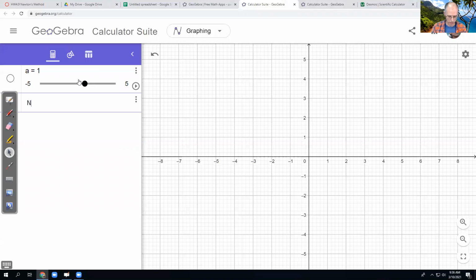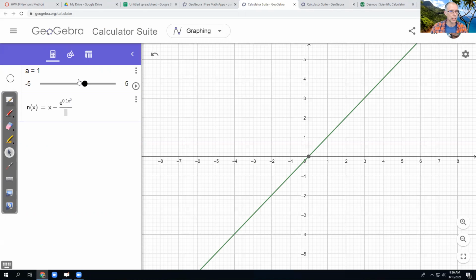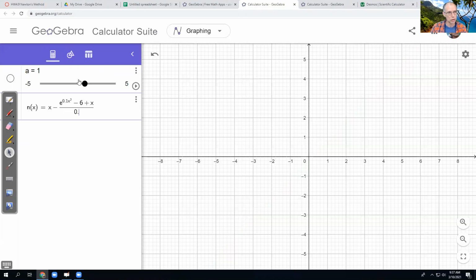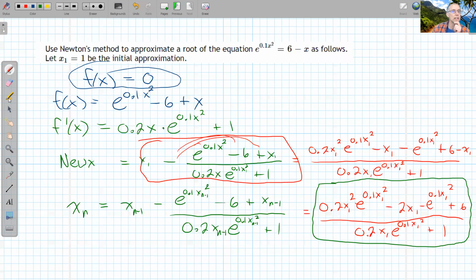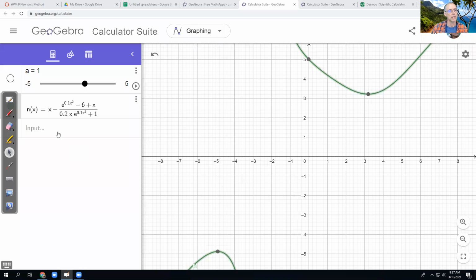Yeah, then I have to enter it as a function, unfortunately, of x. So it might be slightly less work to enter this on something like a scientific calculator. So I have x minus fraction, and my original function was e raised to the 0.1 x squared minus 6 plus x. Oops, wrong spot. You have to type it right. And then divided by the derivative, which was 0.2x e raised to the 0.1 x squared, and then plus 1. Make sure I type that right. Yep, looks right. And then it's just a matter of cycling through it.